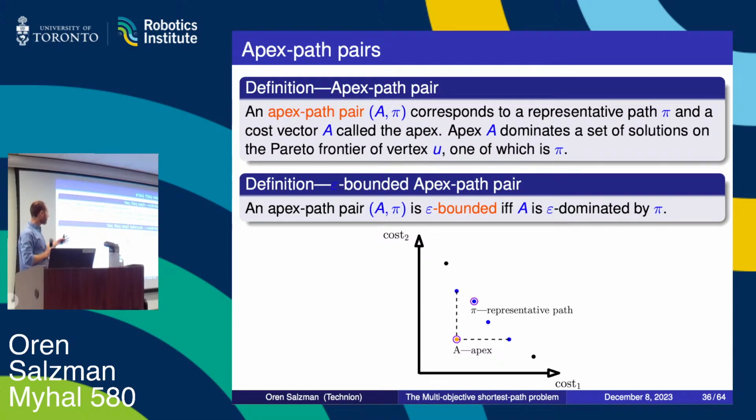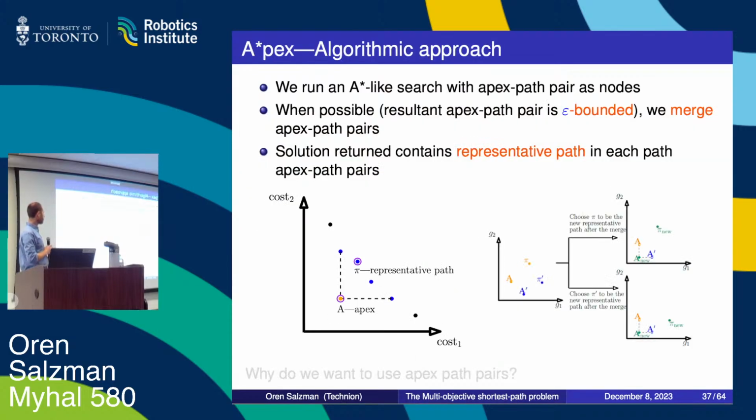So he suggested an algorithm using what we call an apex path pair, so storing the apex and storing the path. And then we coined the term, instead of A star, we have apex, so it's A star X. There's no other name that we could give to this algorithm. And we could do exactly the same thing, run an A star-like search when possible, merge between apex path pairs. So we see here an apex and a path, and then merging, but just taking the minimum of the apexes.